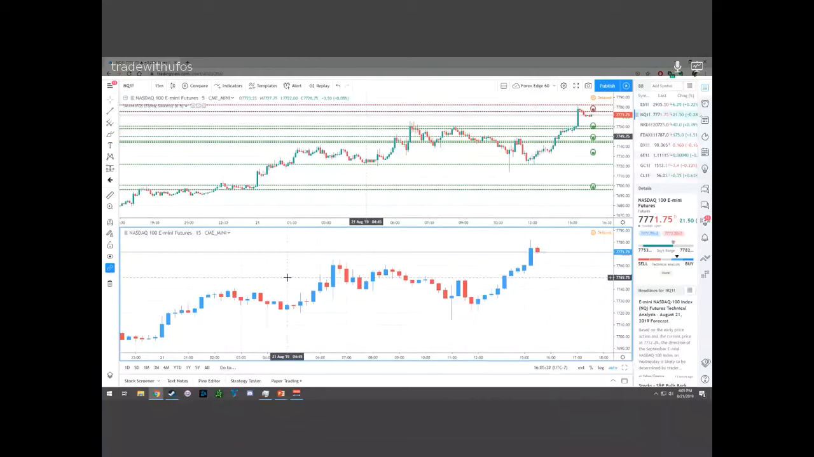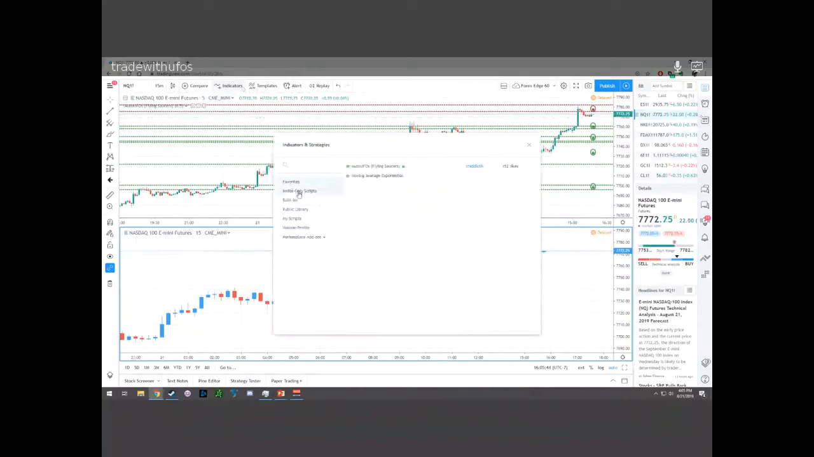So it was the EMA and the DMI. I selected the bottom chart here. It's on a 15-minute time frame. And for me to add the EMA, I'll go on the top here and select indicators. I have it in favorites already, the AutoUFOs, of course, and the moving average exponential.